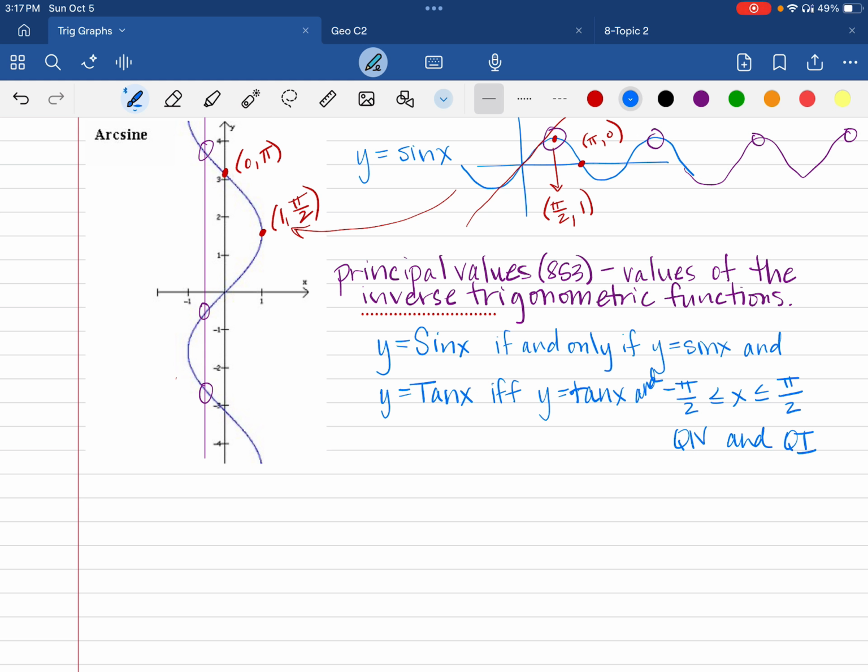For cosine, same kind of notation, capital C, if and only if y equals the cosine of x and x is between 0 and pi. So cosine principal values are going to be found in quadrant 1 and quadrant 2. Sine and tangent are 1 and 4. Cosine is 1 and 2.